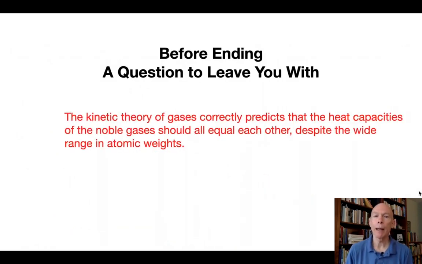Before ending, I have a question to leave with you. Again, looking at the kinetic theory of gases, the kinetic theory of gases correctly predicts that the heat capacities of the noble gases should all equal each other, despite the wide range in atomic weights. Why is this? I'll leave this for a future video.